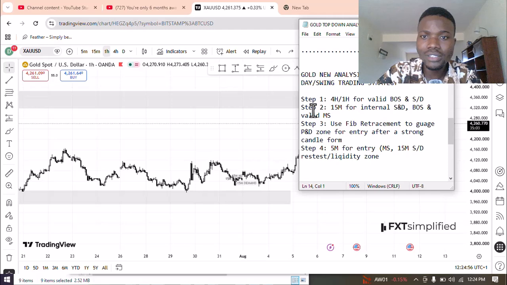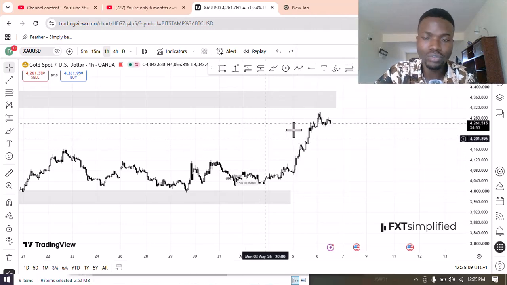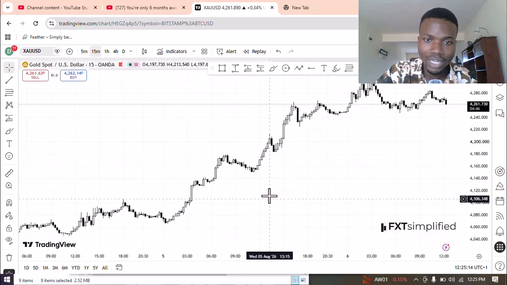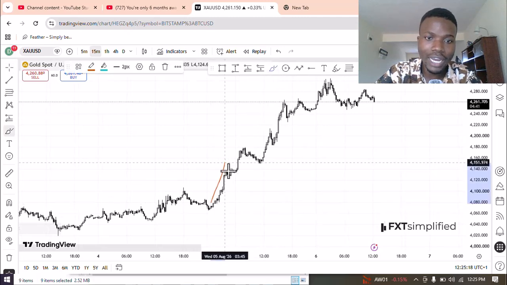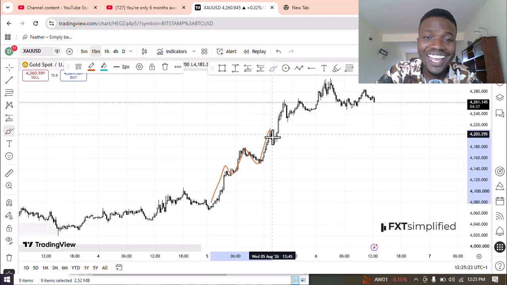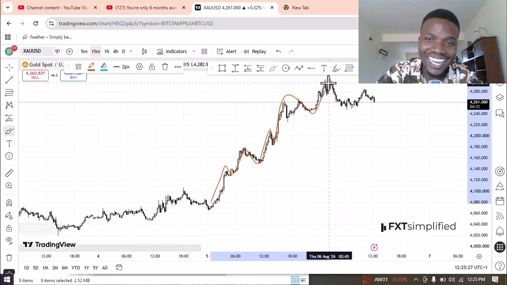So currently step two is 15 minutes. I need to mark out on 15 minutes the internal supply or demand zone, break of structure, and valid market shifts. The first thing is that I want to identify my demand zone, because currently price is in an uptrend. You can see it clearly here that price was creating higher highs, higher low, higher highs, higher low, then higher highs.